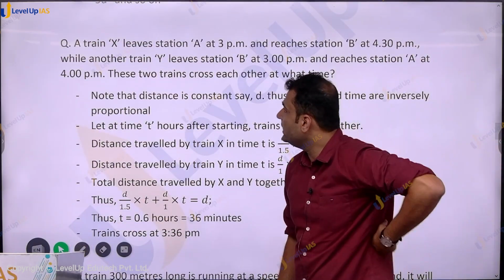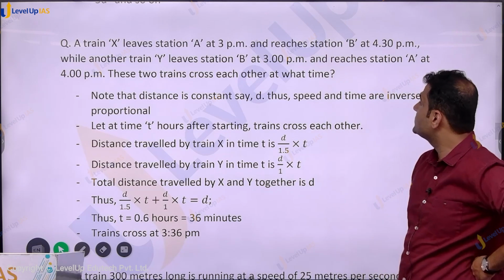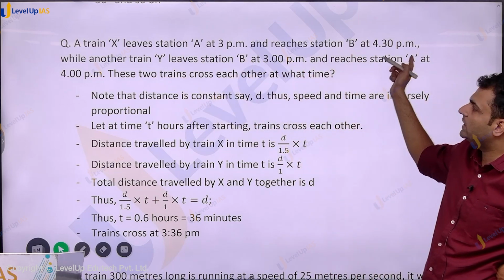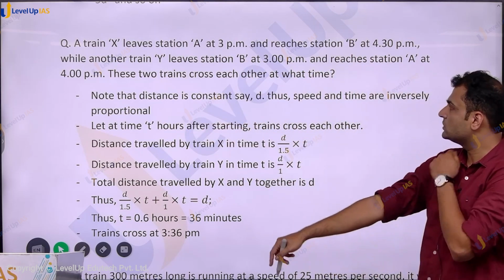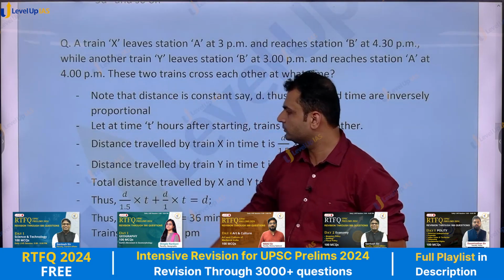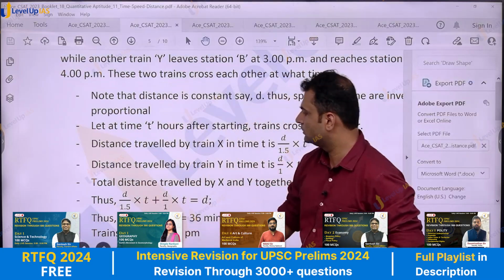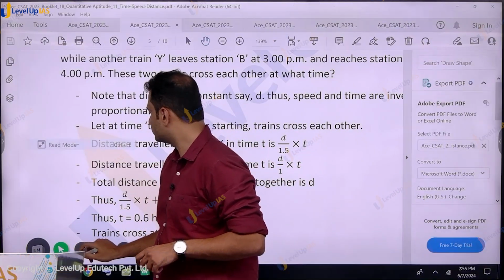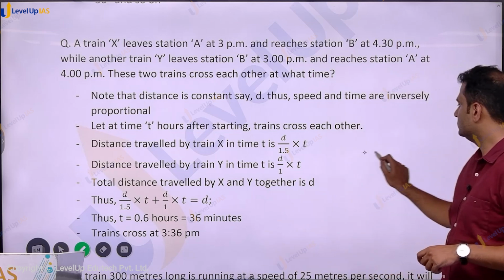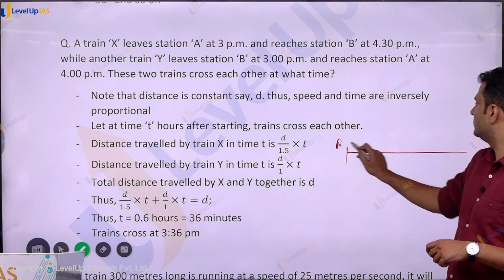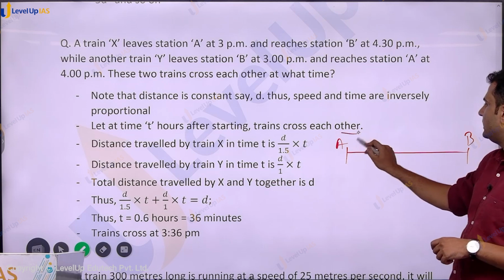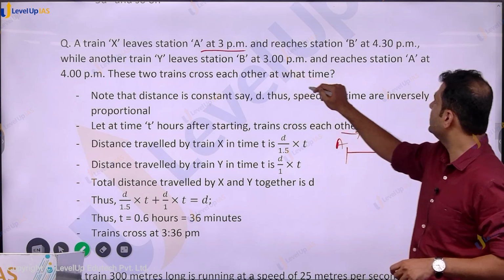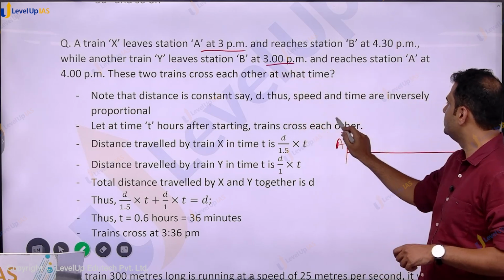Let us see the question. A train X leaves station A at 3 p.m. and reaches station B at 4:30 p.m. Another train Y leaves B at 3 p.m. and reaches A at 4 p.m. These two trains cross each other at what time? So here we have A, here we have B. One train is starting from here, another train is starting from here. Both the trains are starting at 3 p.m.